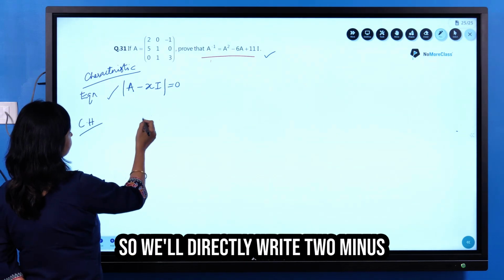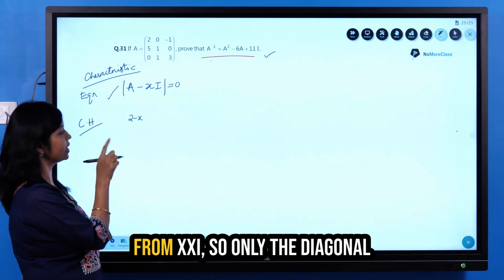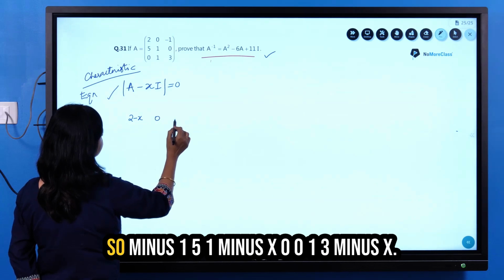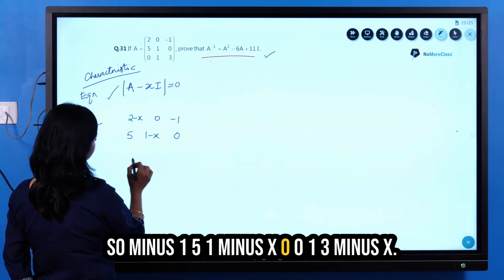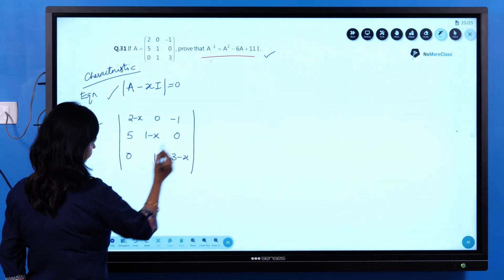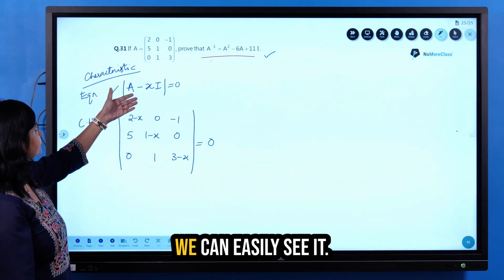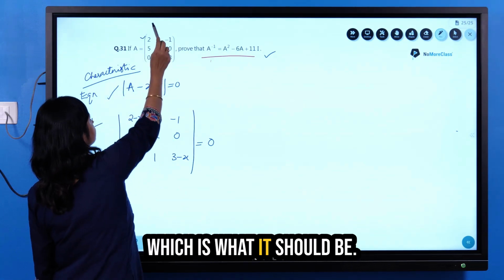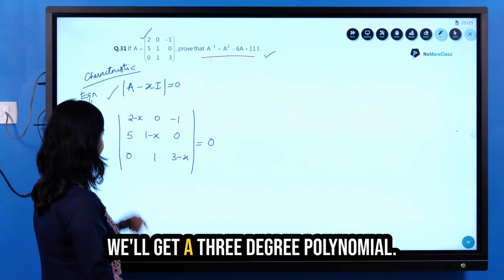So we will directly write 2 minus x, because we are subtracting from xI, so only the diagonal elements are going to be affected. So minus 1, 5, 1 minus x, 0, 0, 1, 3 minus x. And let us equate this determinant to 0. This will give us a polynomial. We are going to get a polynomial of degree 3, which is what it should be. If it is a 3 by 3 matrix, we'll get a degree 3 polynomial.